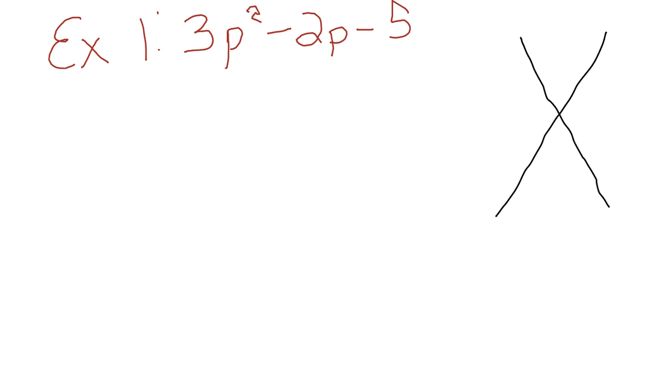When completing the diamond, you first need to multiply a times c to give you negative 15. That goes where you're going to multiply to find the product. B goes to where you're going to add.